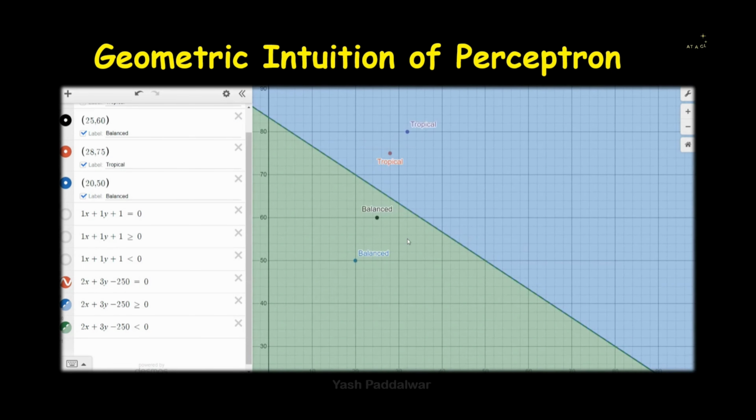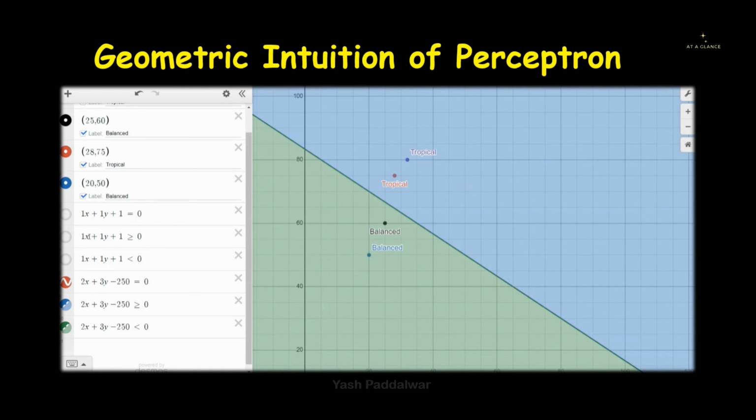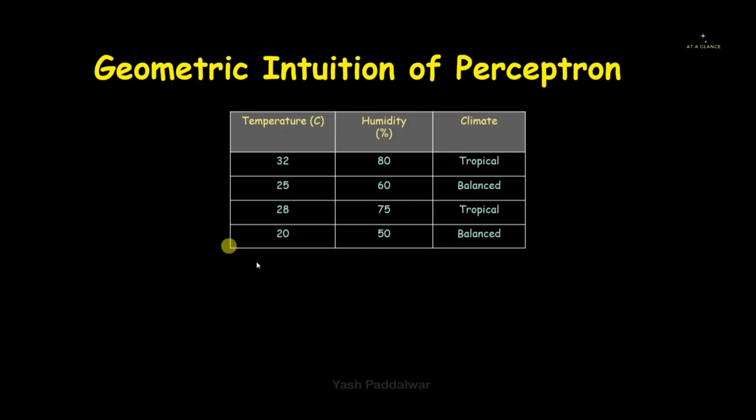Here you can see in the general expression, the weight W1 value is 2, the weight W2 value is 3, and the bias term weight value is minus 250. Here you can see W2 is greater than W1, which means the humidity feature is more important than the temperature feature for this data set. So I hope the geometric intuition of the perceptron for two input features is clear to you all.